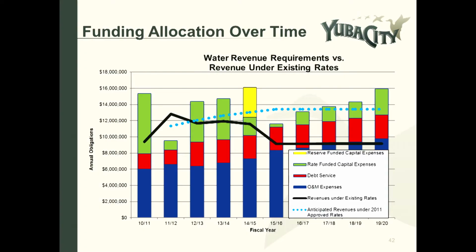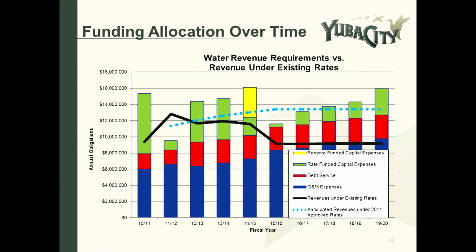So in early 2016, we had a series of workshops with the City Council to establish water and wastewater rates for the next 5 years. What prompted that: in 2011, Council adopted a 5-year plan for rates. The rates went into effect, and then the drought hit. And so the revenues declined to the point that we weren't able to fund the operation and maintenance expenses, debt service, and also capital expenses going long term.